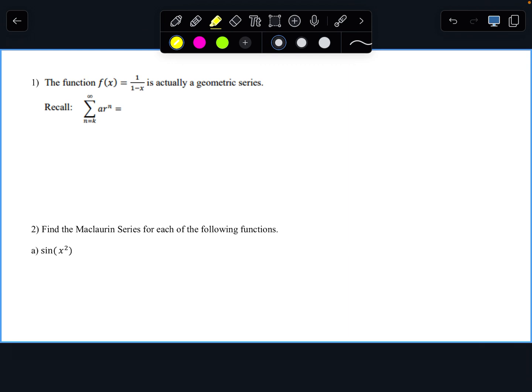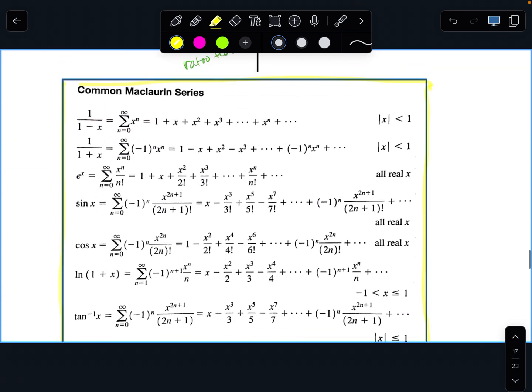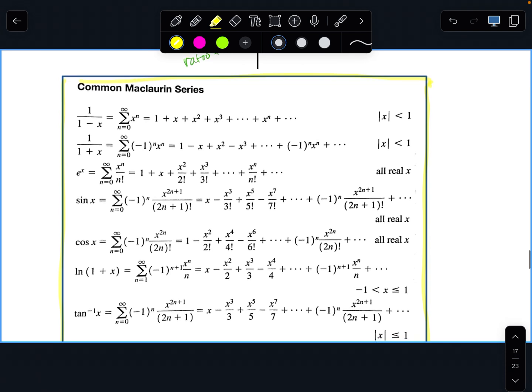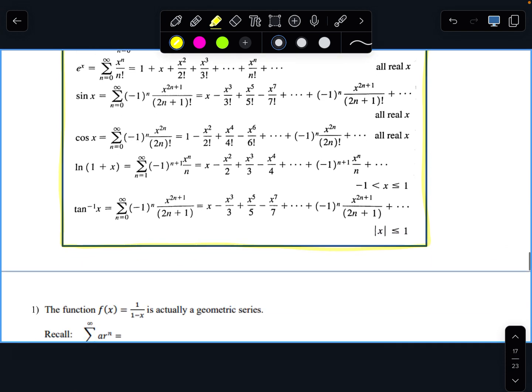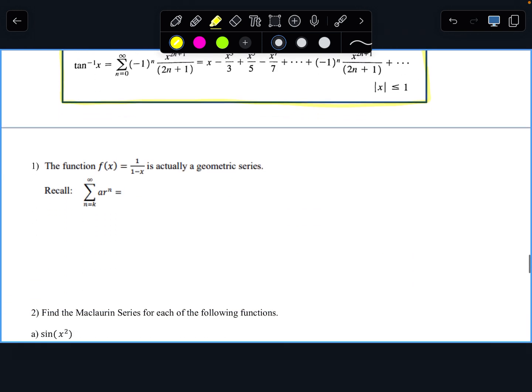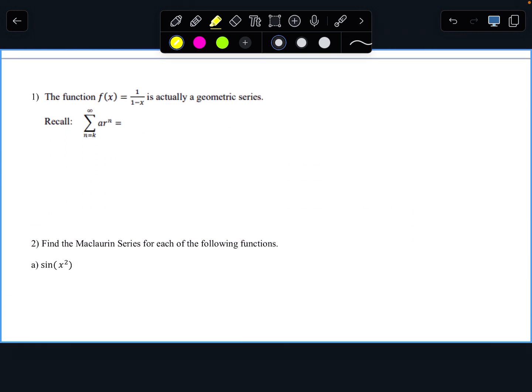This one's cool. I just want to show you this one because it's the first one on the list. 1 plus x plus x squared plus x cubed, blah, blah, blah. That's just a geometric series. It's kind of cool. Hold on a sec, I'm just going to do n equals 0. Why are we doing k? It's weird.